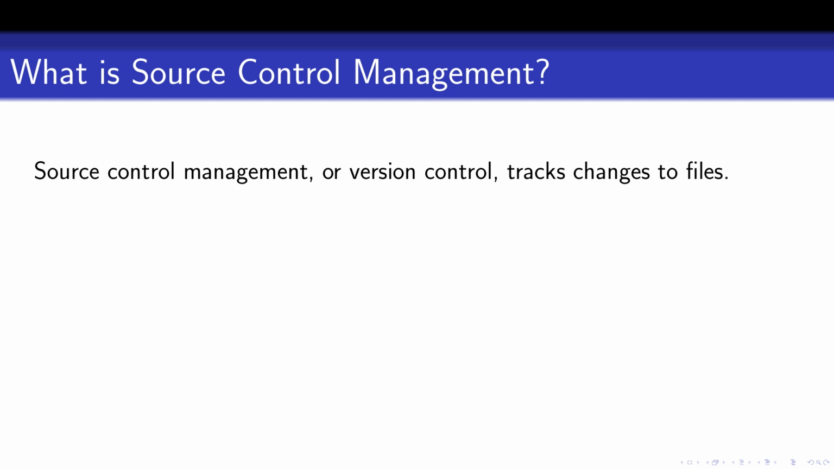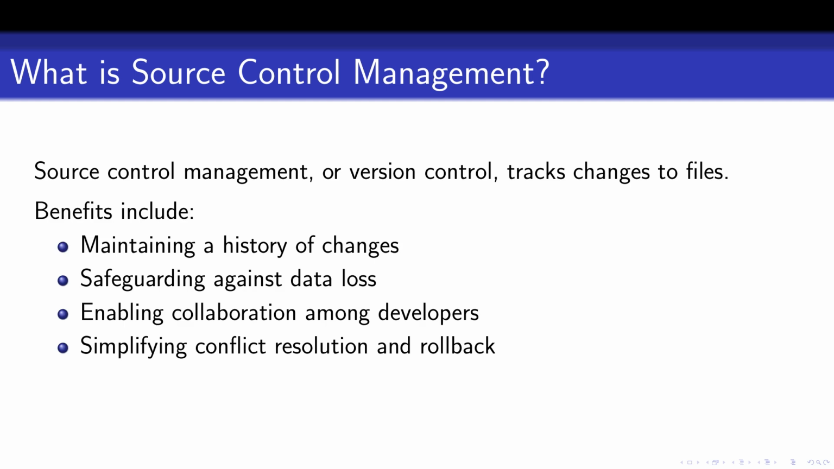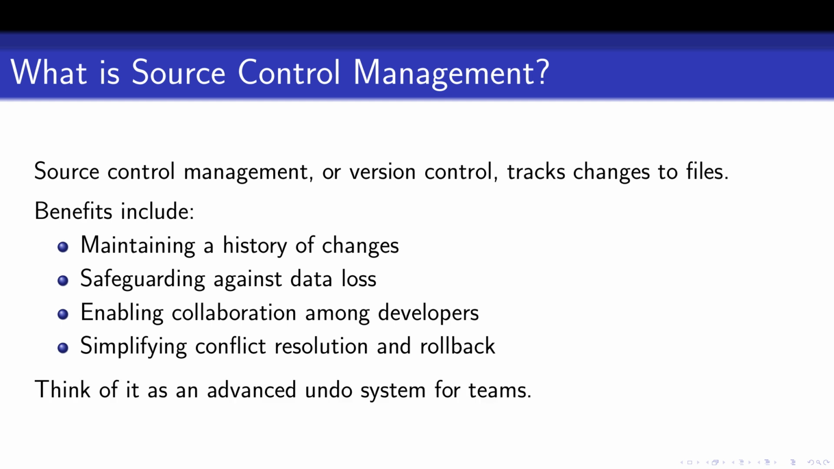Source control management, or version control, tracks changes to files. SCM also maintains a complete history of changes and safeguards against data loss, enables collaboration, simplifies conflict resolution, and provides rollback capabilities. Think of it as an advanced undo system for individuals and teams, ensuring stability throughout development.